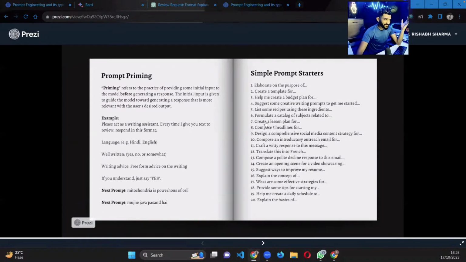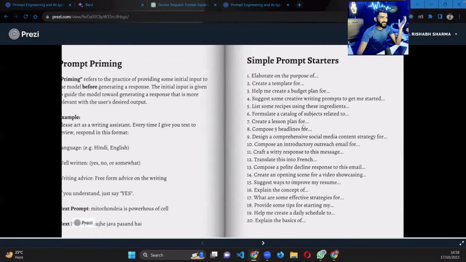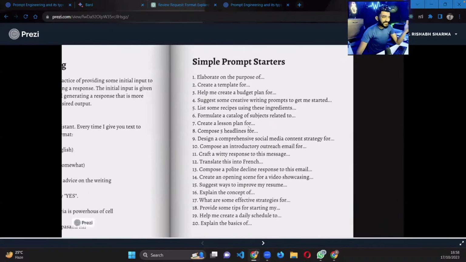So yes, how to start your prompt, right? I have seen many people out there who have a problem with how to start their prompt. They know what to explain, they know how to explain the prompt, but they don't know how to start.